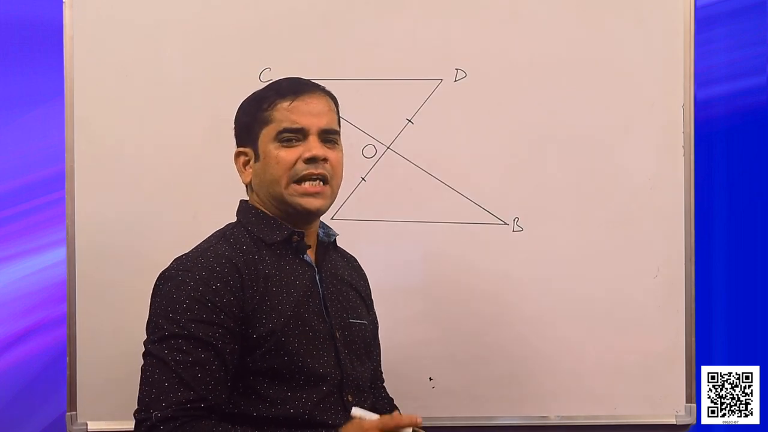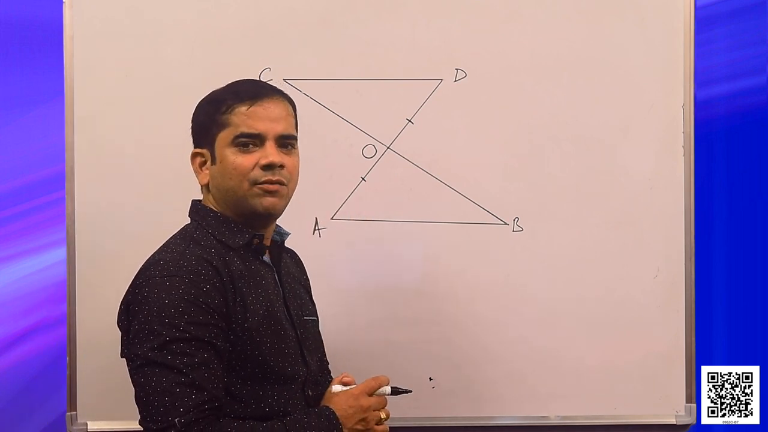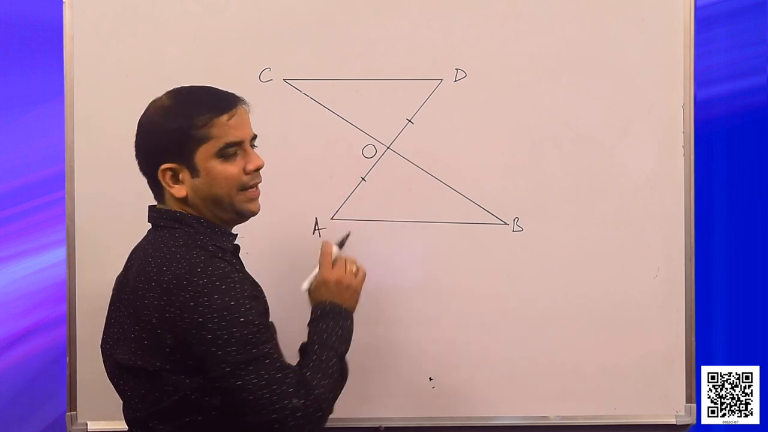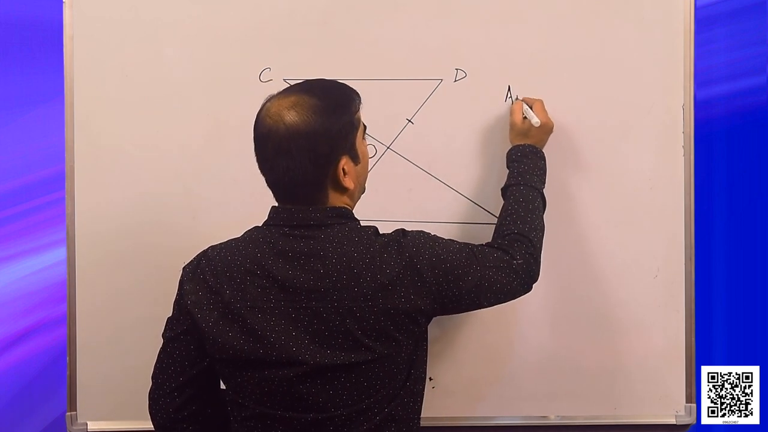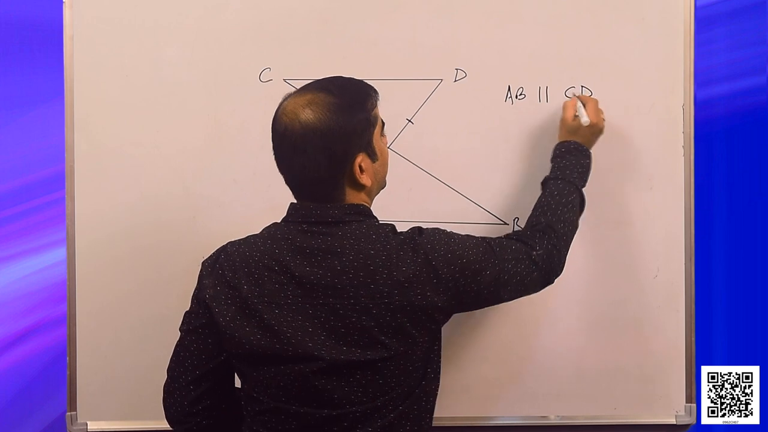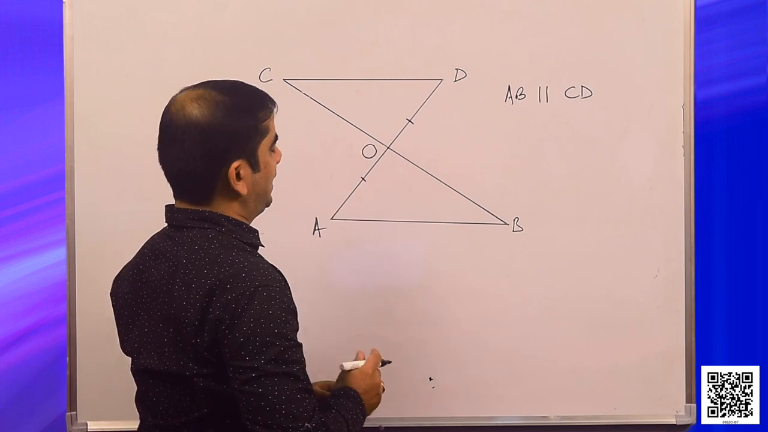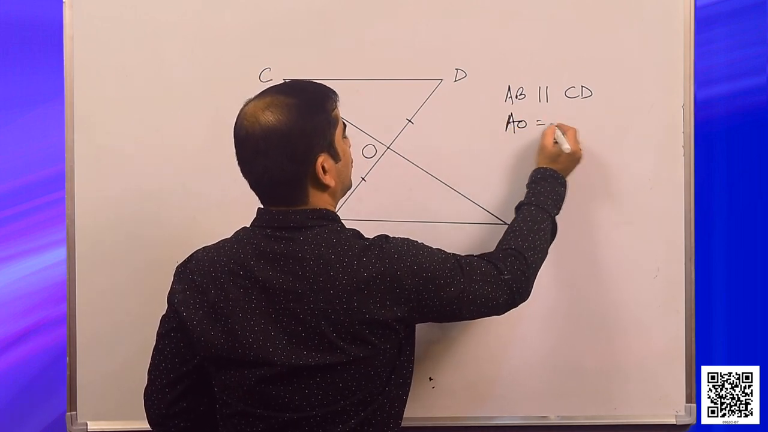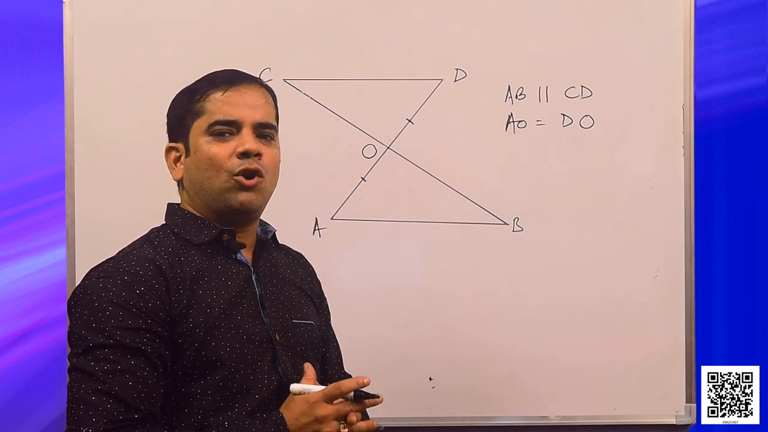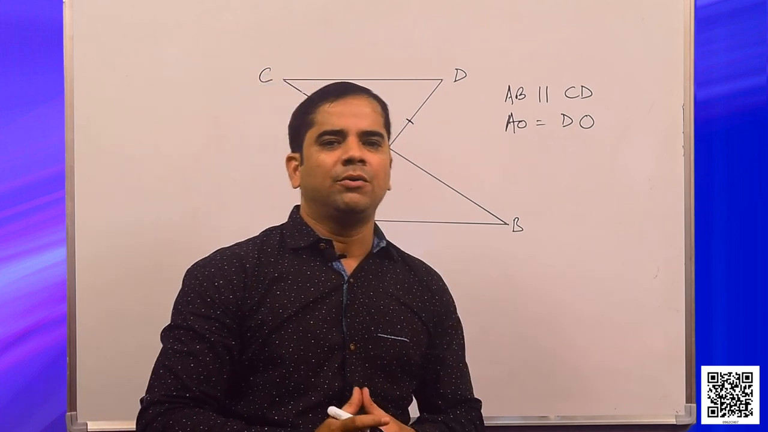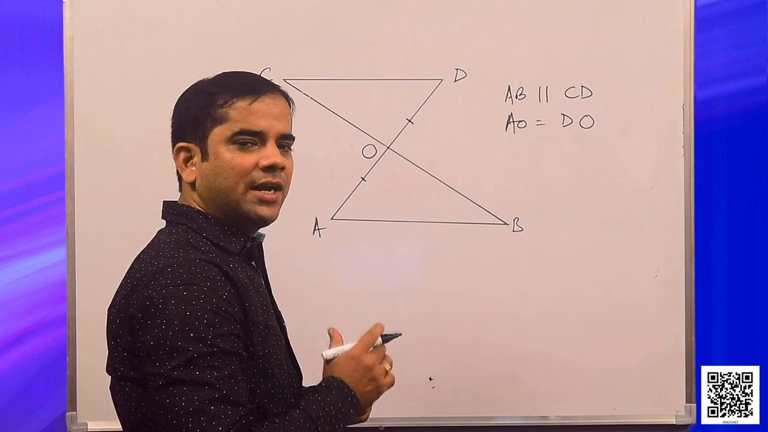Students, as per the given data, I have constructed the diagram, in which line segment AB is parallel to line segment CD. O is the midpoint of AD. That means AO is equal to DO. Now, we need to prove triangle AOB is congruent to triangle DOC. So, let us consider triangle AOB and triangle DOC.